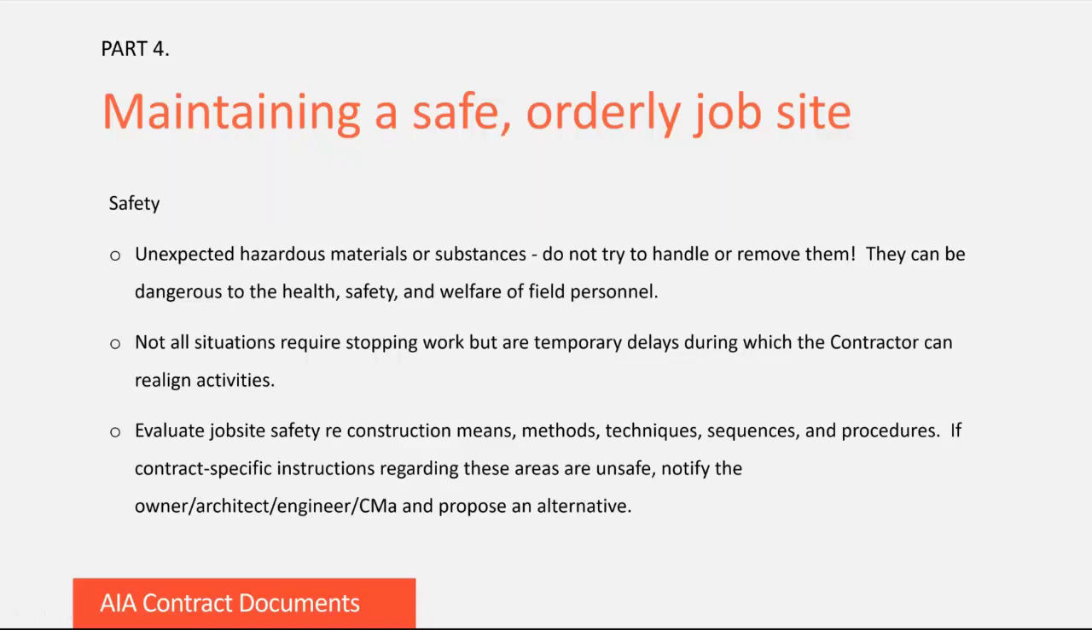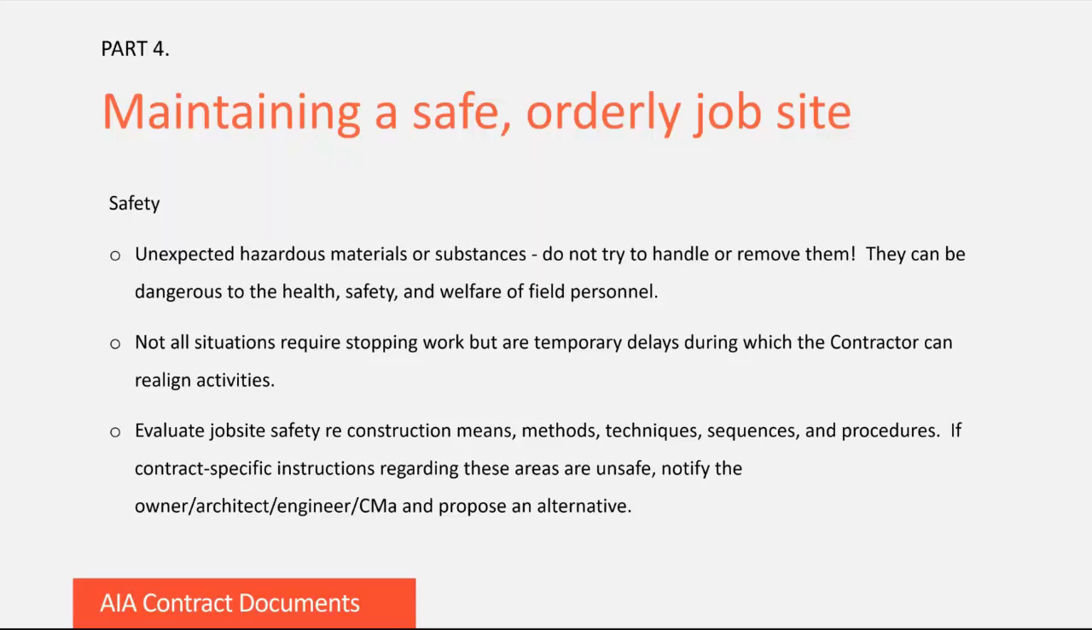So there can be a variety of unexpected hazards on a project site, and these can range from contaminated soils to finding a group of venomous snakes in your work area, both of which I experienced on past projects. If you encounter an unexpected hazardous condition, material, or substance during the work, don't try to handle or remove it, as it could endanger the health, safety, and welfare of your field personnel. Instead, stop the work and notify the owner, architect, engineer, or CMA.